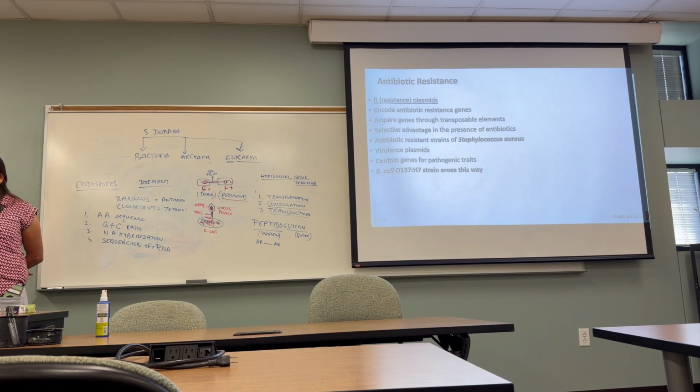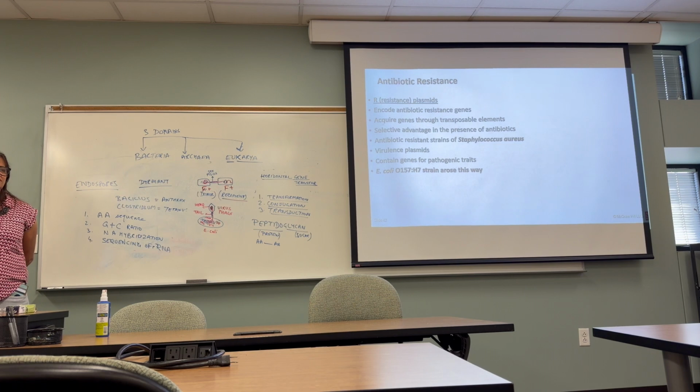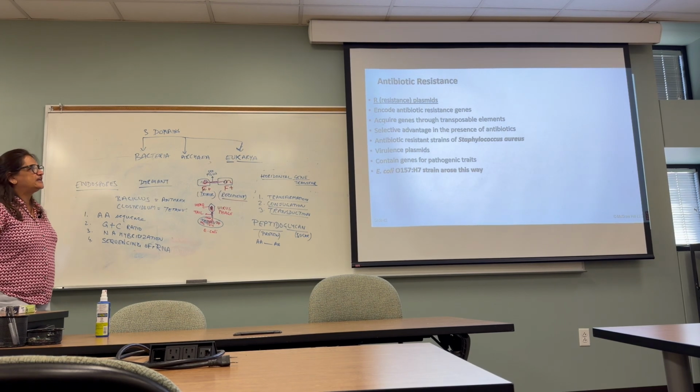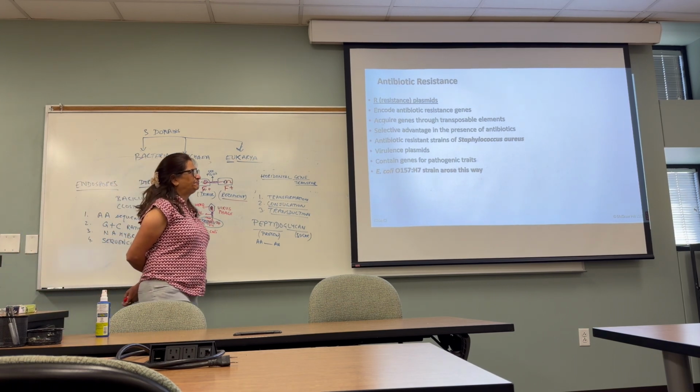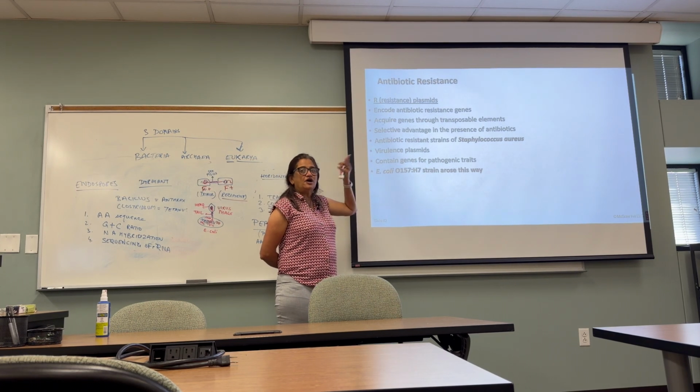And there are some virulent plasmids, and they contain genes for pathogenic traits. You know what we mean by pathogenic traits? The ones that end up causing disease. Okay, so those are virulent plasmids, and that has happened in a strain of E. coli called O157:H7. So normally E. coli is not so infectious, but this strain has gotten this virulent plasmid, and it arose this way.